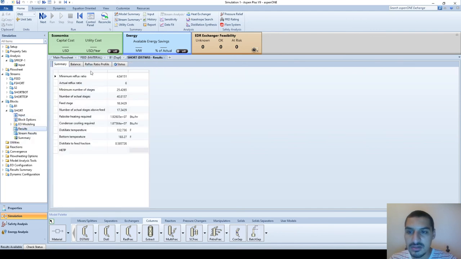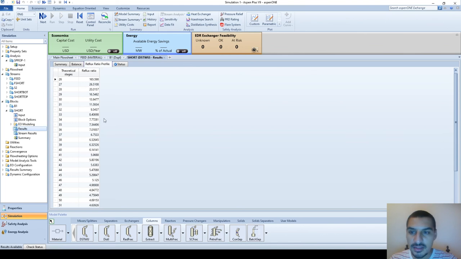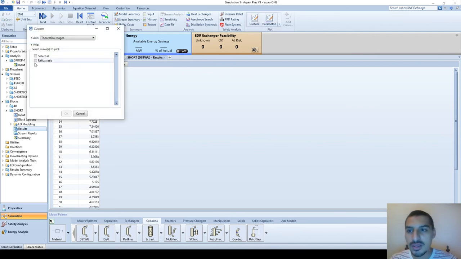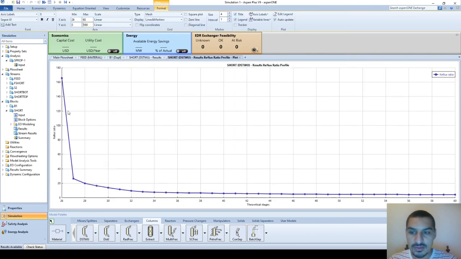And in the results, you can see this tab was not active before. This is the reflux ratio, and for 26 stages I have a huge reflux ratio. This must be seen. We have to take a look at this. Of course, we know that as the reflux ratio increases, the number of stages decreases. So this is what we see: here we are very close to the minimum reflux ratio, so we had to use a huge number of stages.